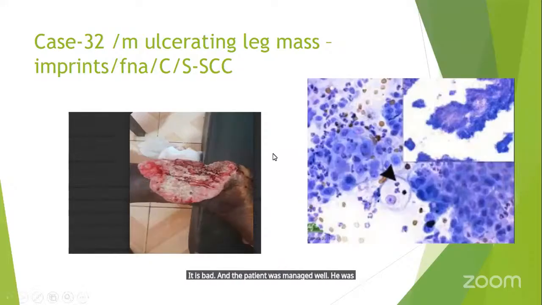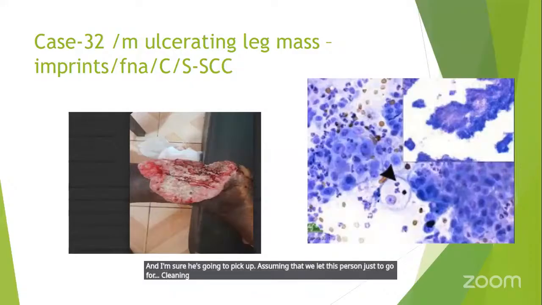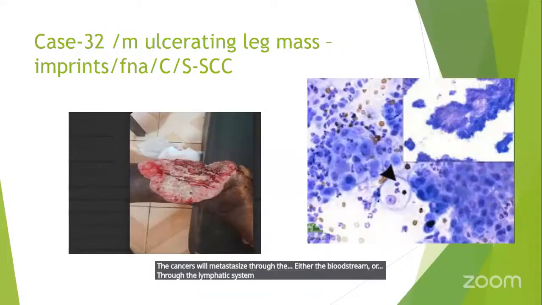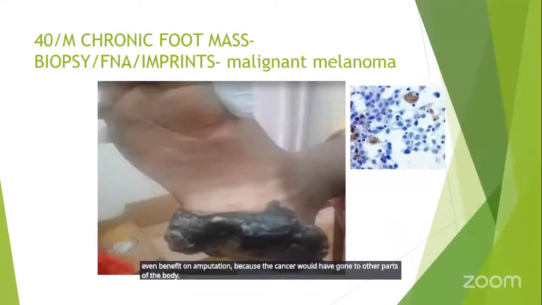He was amputated 3 weeks ago, and I'm sure he's going to pick up. Assuming that we had left this person just to go for cleaning and dressing, the cancer would metastasize through either the bloodstream or the lymphatic system, and it would go further, and this patient would not even benefit from amputation because the cancer would have gone to other parts of the body.